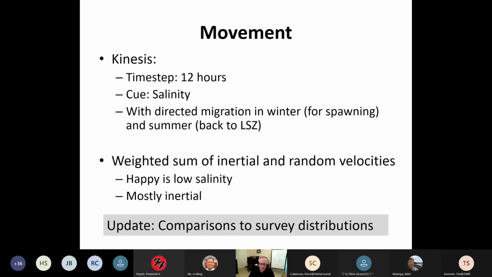So when you take an inertial velocity, that's simply yesterday's velocity. That dominates when you sum up inertial and random. When they're unhappy, then random dominates, and it looks like they're wandering around. Now, in this case, they're wandering around in 1D space, but they're still wandering around.